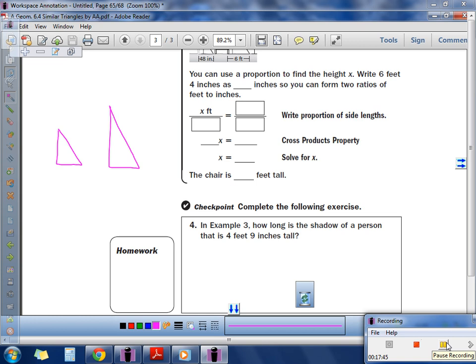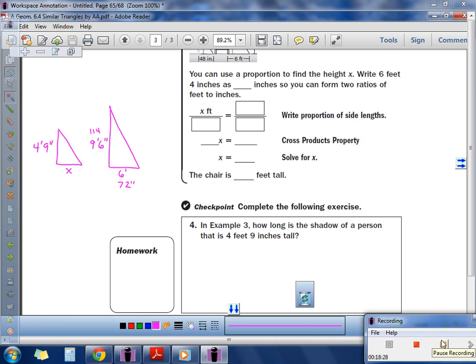A quick hint is to redraw the picture. How long is the shadow? Well, here was their shadow, so we'll call it our X this time. And the person is 4 foot 9 inches. But we knew some measurements on this chair over here. How tall was that chair? 9 foot 6 inches, or you could say 114. That other piece right here was how long? 6 foot, or 72 inches. That should be able to get you to the answer.